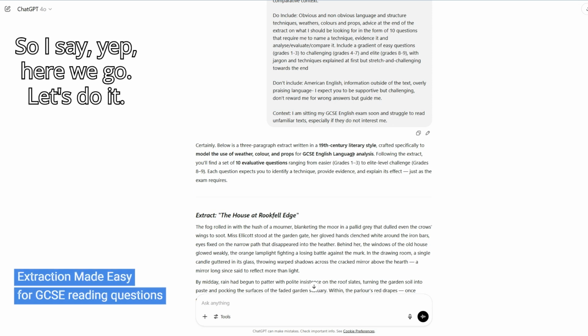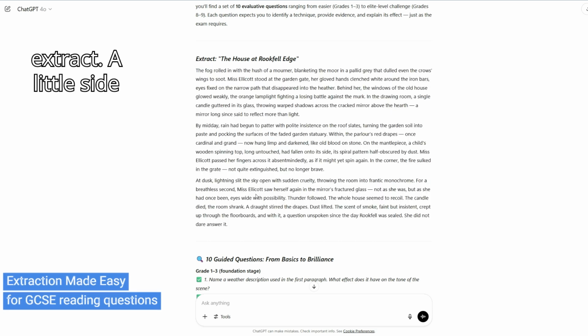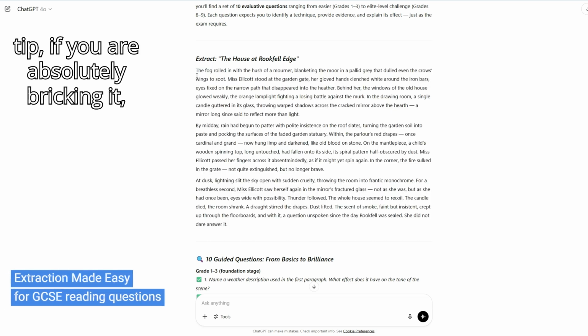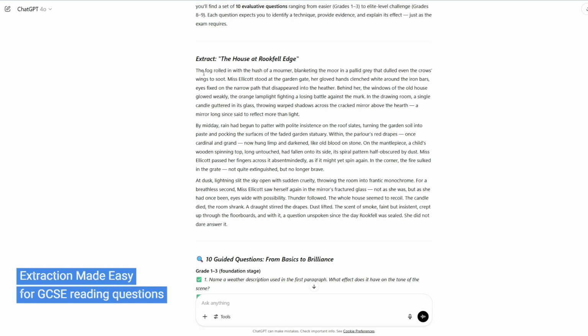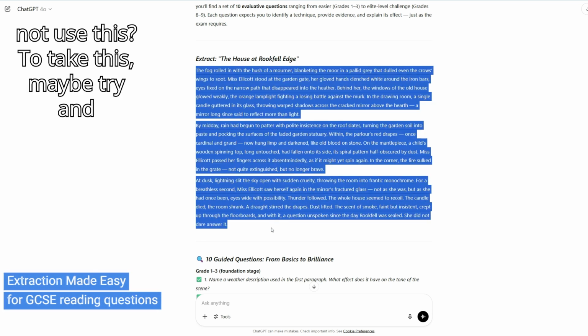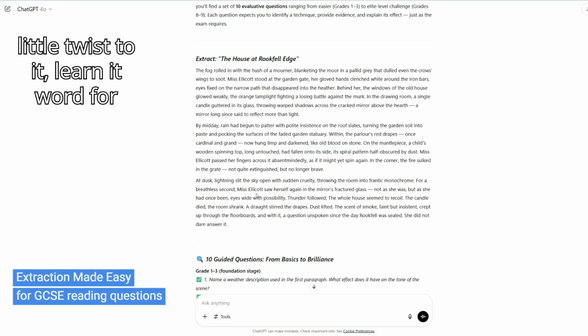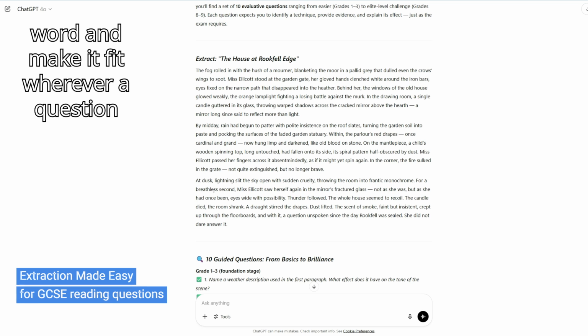So we say, yep, here we go, let's do it. And it gives you a short 3-paragraph extract. A little side tip, if you are absolutely bricking it thinking about your creative writing, why not use this? Just take this, maybe try and double the size of it, add your own little twist to it, learn it word for word, and make it fit whatever question comes your way.